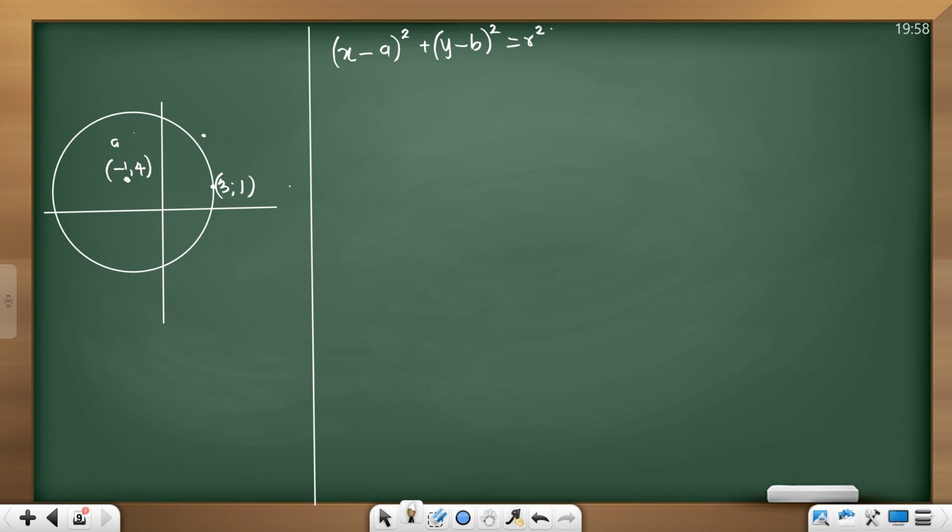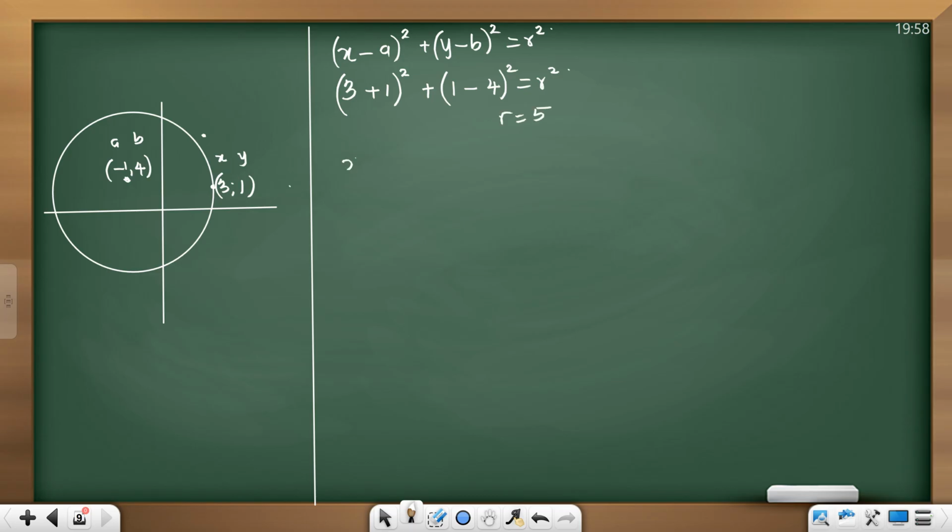What is my x value? Remember, a, b, x, and y. What do I have? 3 plus 1, minus minus. What is y? 1 minus 4. Okay, what will that give us? 9, 16, 25. R equals 5, you sure? Okay, R is equal to 5.